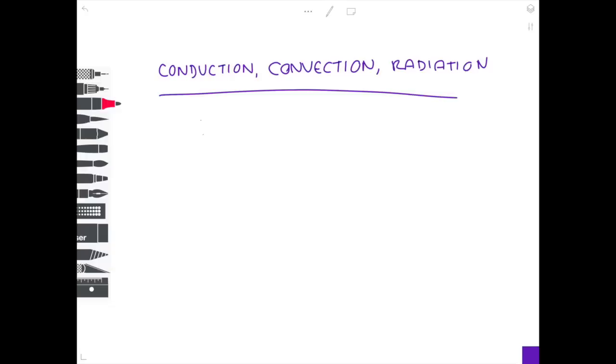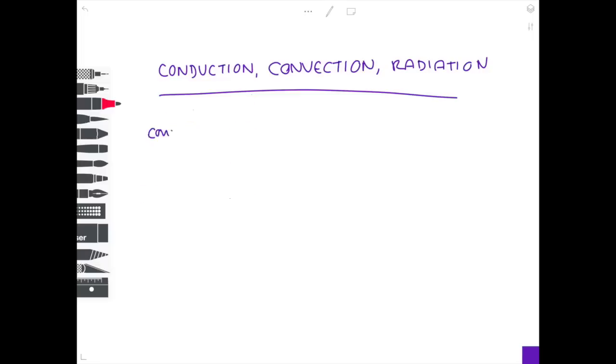So what have we learned? We have learned that metal is a good conductor, air, wood and plastic are poor conductors, and notice that solids will be better conductors than gases.